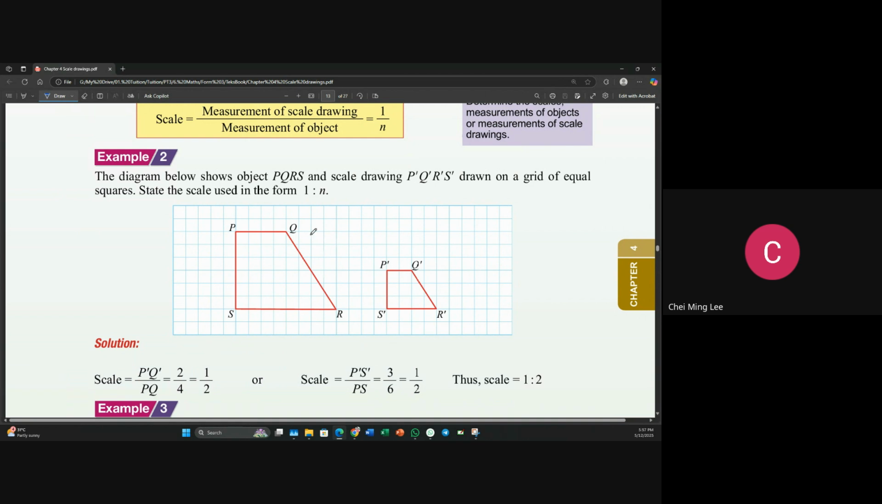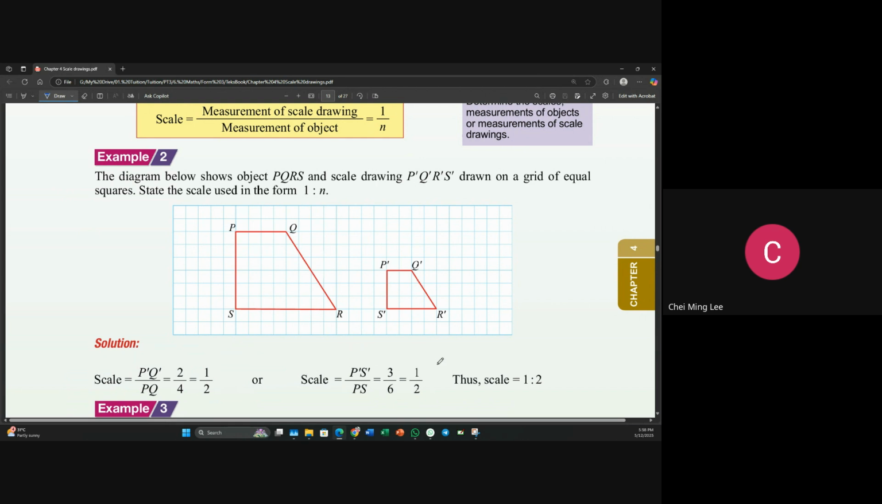Okay, so now he wants you to state the scale in the form of 1. So let us compare PQ and P prime Q prime. This is the image, so P prime Q prime divided by PQ, which is 2 divided by 4, so it's 1/2. Then we compare another one, PS. This one is 3, this one is 6. So 3/6, also 1/2. So it means it's correct.